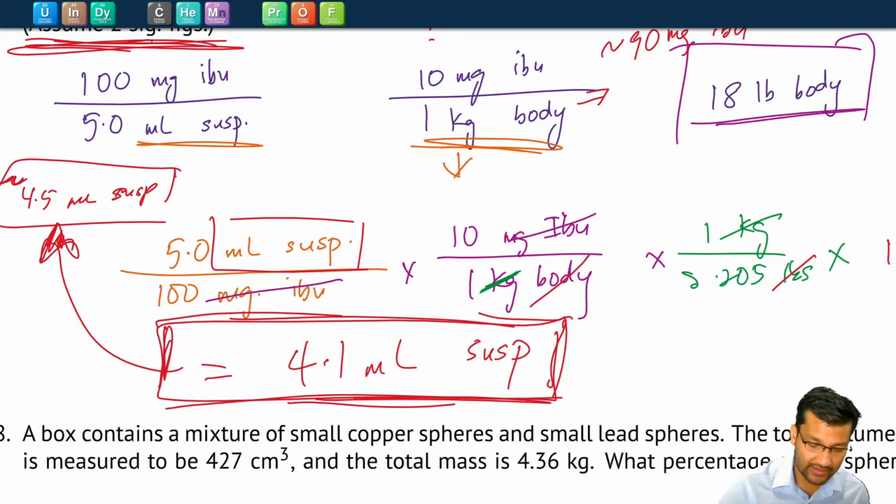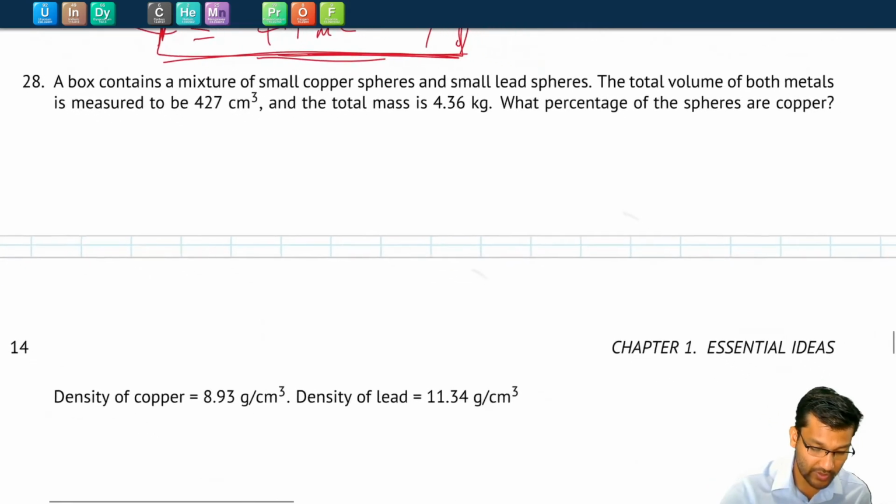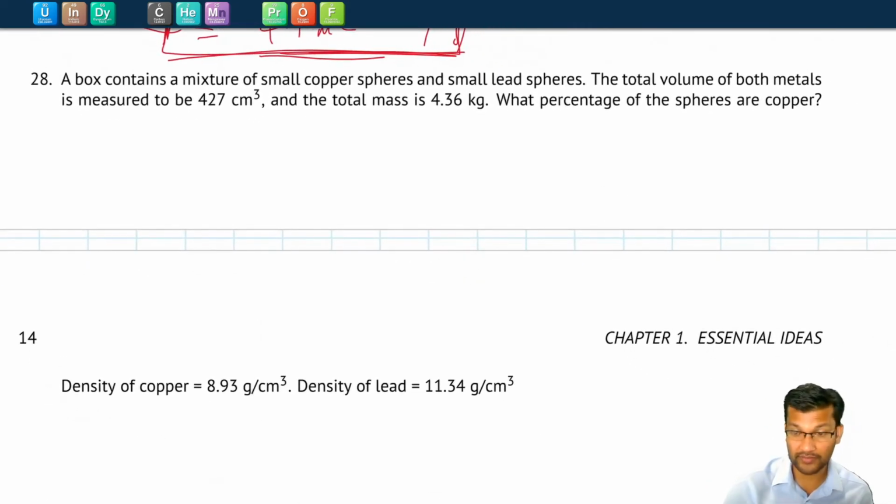I hope that all makes sense. If you have questions, you can always email me. But let's try one more. Let's try number 28 on your own. Pause the video, and when you think you have an answer, unpause, and we'll look at how to solve this one.